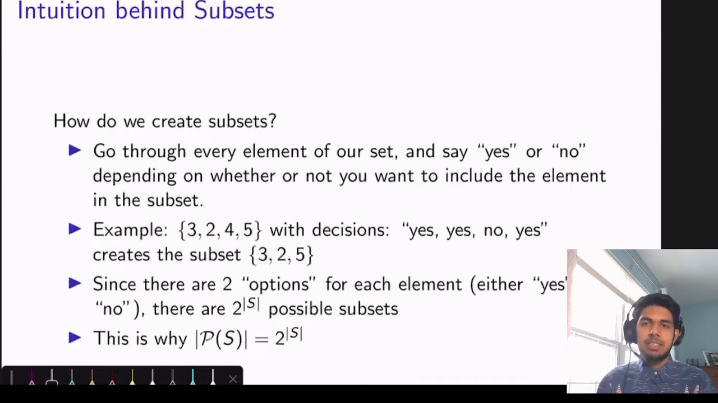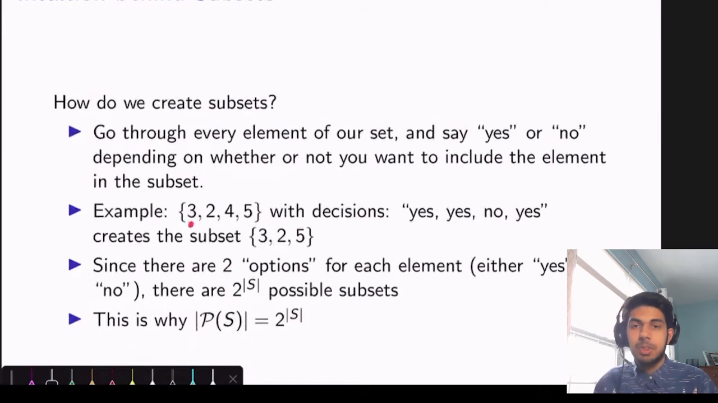Let's think about how we create subsets. A simple process is we just go through every element of our set and we say yes or no. That depends on whether or not you want to include that element in your subset. So if we have this set here, 3, 2, 4, 5, and we point to the first element, 3, and we say yes, that means we're going to include 3 in our subset. Then we point to the second one. Let's say yes again, so we include 2 as well. We point to the third element, which is 4. Let's say no, so we don't include 4. And then we point to 5. We say yes, so we include that.